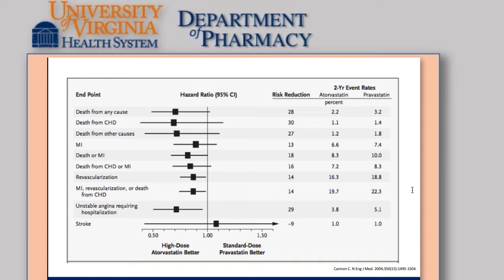Only 2 of these groups were statistically significant, and that was revascularization or unstable angina requiring hospitalization. In those 2 groups, we saw a significant risk reduction in the atorvastatin group compared to the pravastatin group.